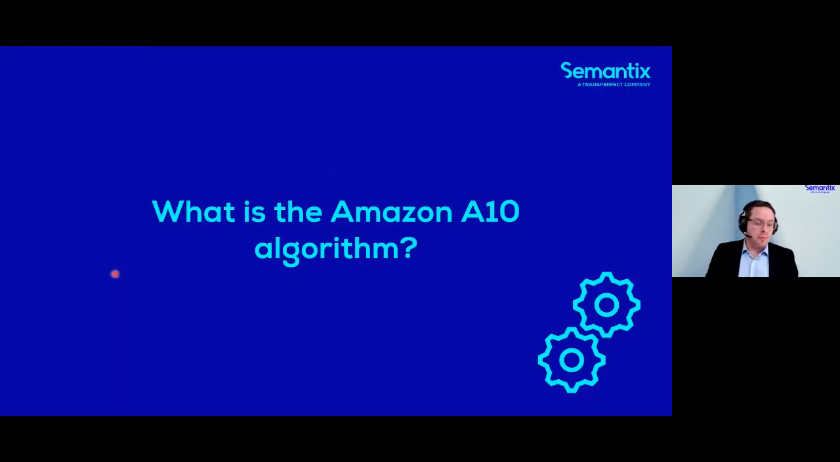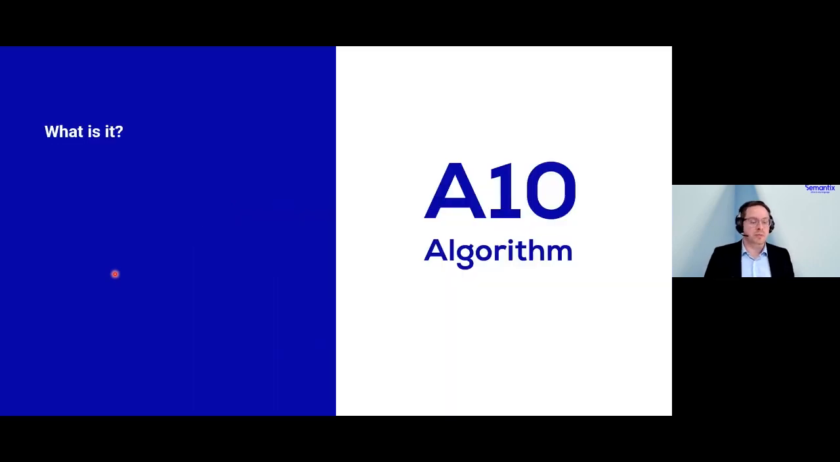So now that we know a little bit more what Amazon is, what is the Amazon A10 algorithm? The A10 is Amazon's search engine, and its organic ranking algorithm, which takes numerous factors into account as it determines what to show on the page result. And what factors go into influencing that ranking? We'll be spending some time looking at these today, and they include things like keywords, customer reviews, price, shipping time, purchase history, and several others.